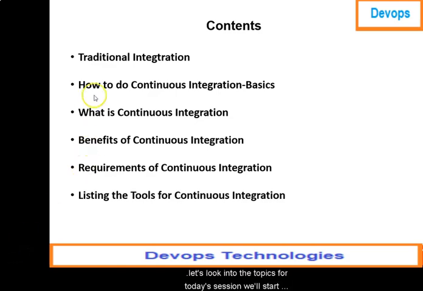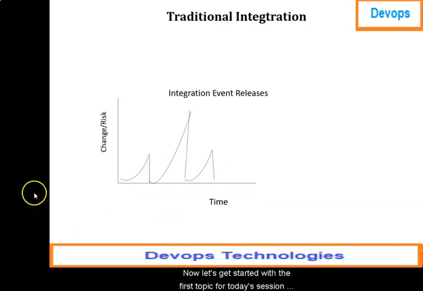Let's look into the topics for today's session. We will start by understanding what traditional integration was and its problem. Then we will understand what continuous integration is and look into the benefits of continuous integration. After that, you will understand the requirements for a continuous integration system and tools for continuous integration. Now let's get started with the first topic for today's session.